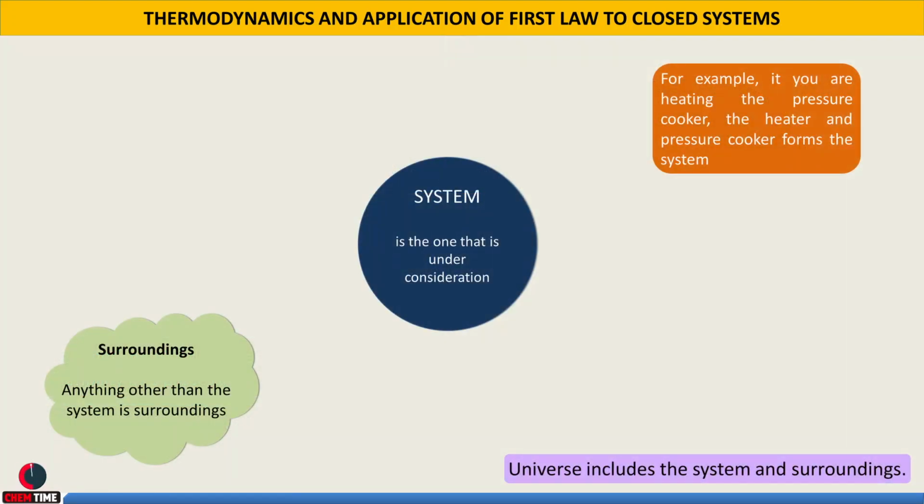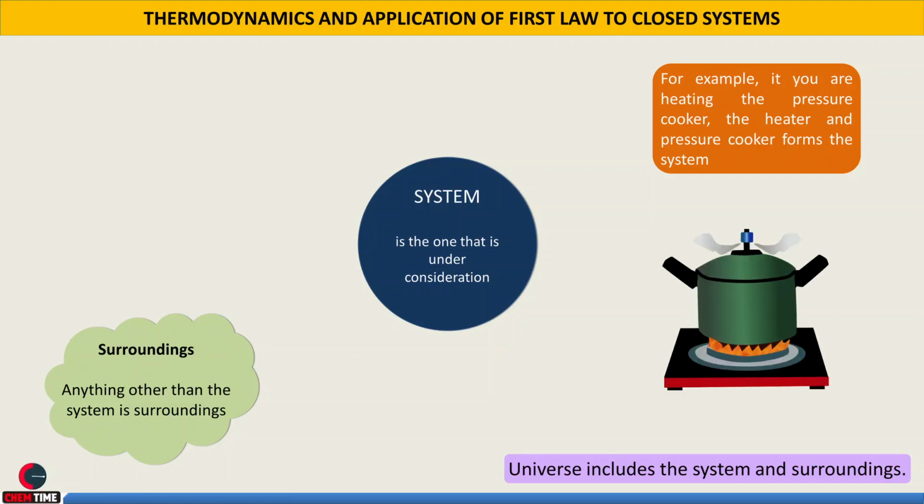First and foremost, the system is the one that is under consideration, and anything other than the system we call surroundings. For example, when you are heating in a pressure cooker, the heater and the pressure cooker form the system. The items that are not part of the pressure cooker and the heater form the surroundings. And the universe is the combination of system and surroundings.